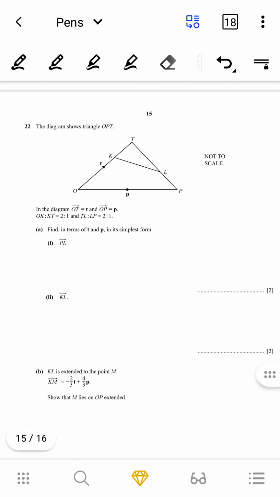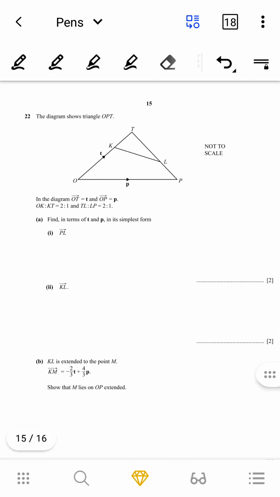So very simple. Moving forward with the 22nd question. Look at here, this is a vector concept. The diagram shows triangle OPT. In the diagram, OT is the T vector, OP is the P vector. OK to KT is a 2:1 ratio, TL to LP is 2:1. Find in terms of T and P in its simplest form.